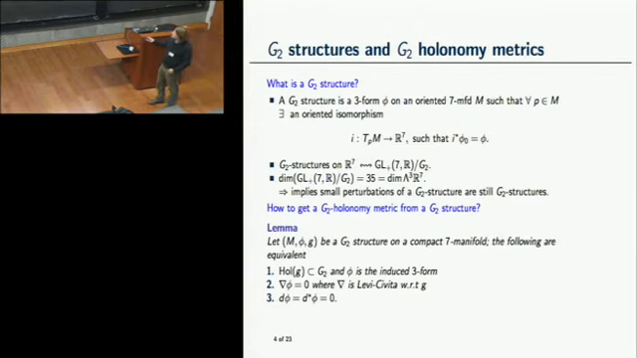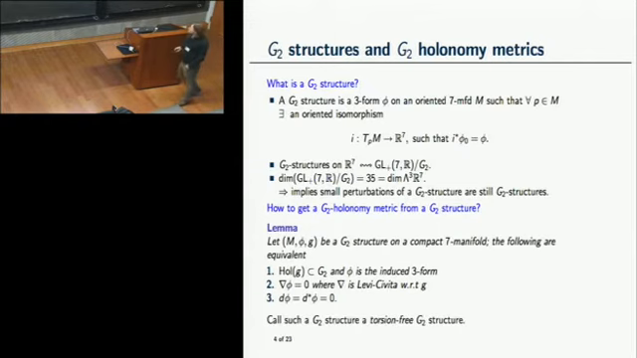You should remember here that the first condition is linear in phi. But here we're using the Hodge star with respect to the metric induced by phi, and that's already nonlinear in phi, so the second condition is a nonlinear condition in phi. Because of the second condition, we call this type of G2 structure a torsion-free G2 structure.